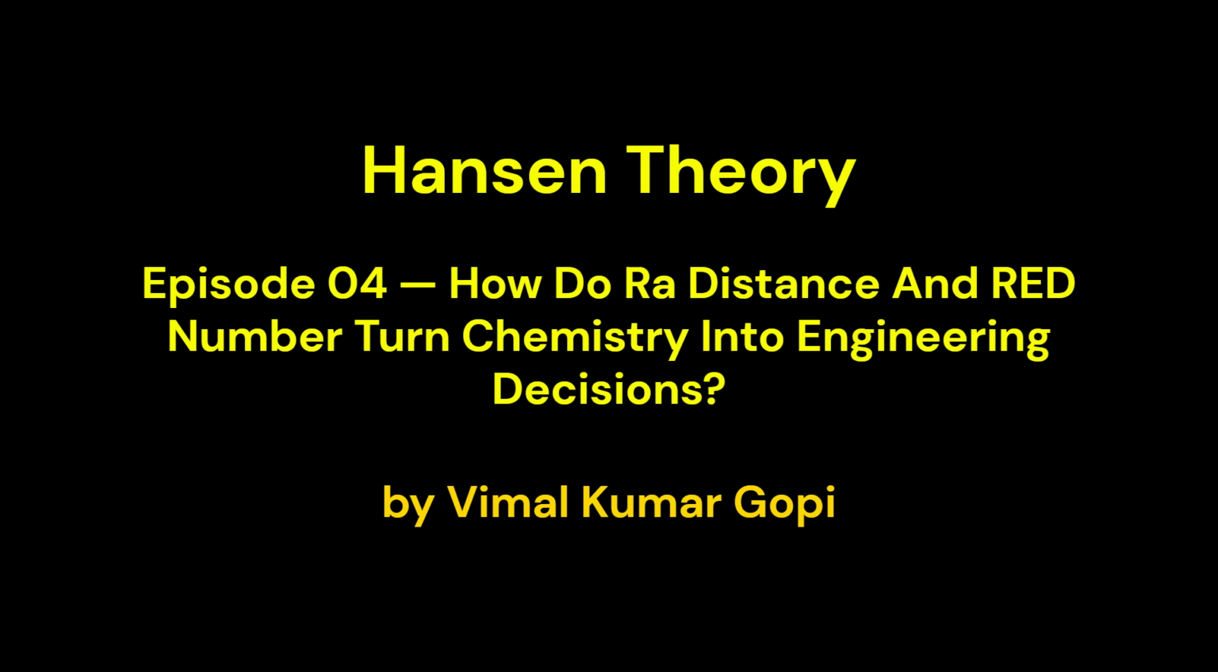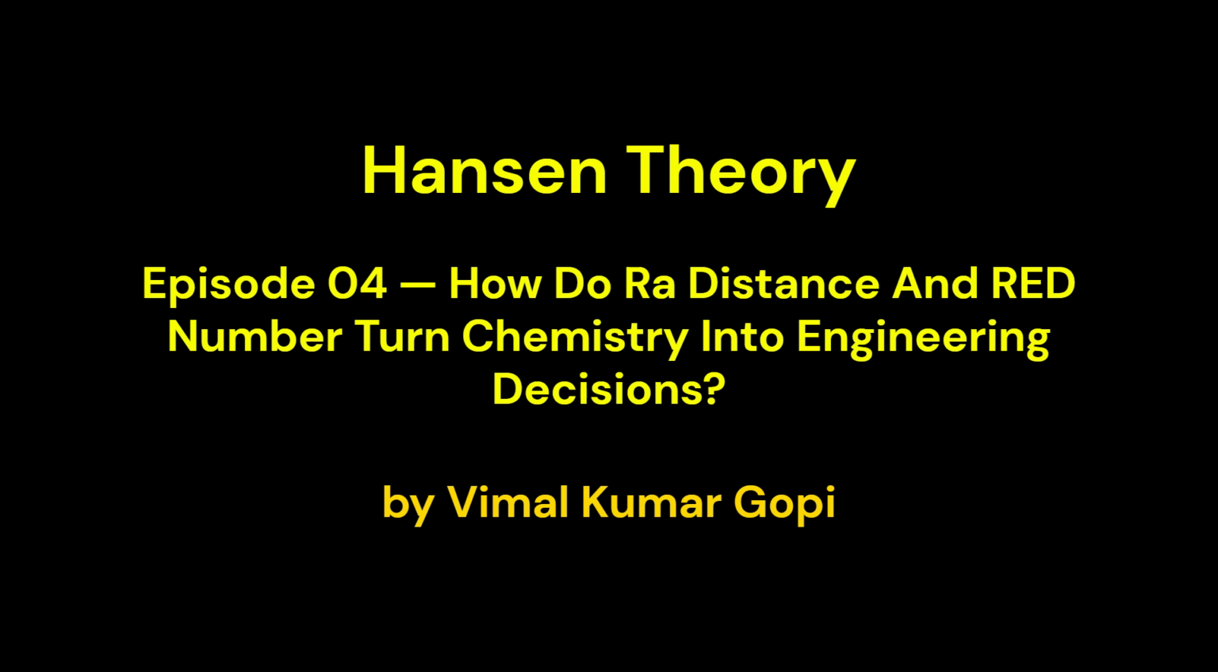Now comes the second concept. RED number. RED is simply RA normalized by the polymer's tolerance radius. But this simple ratio carries massive engineering value. It answers one question clearly. Is this solvent system inside or outside the polymer's compatibility zone? When RED is less than 1, the solvent falls inside the solubility sphere. This means compatibility is likely.